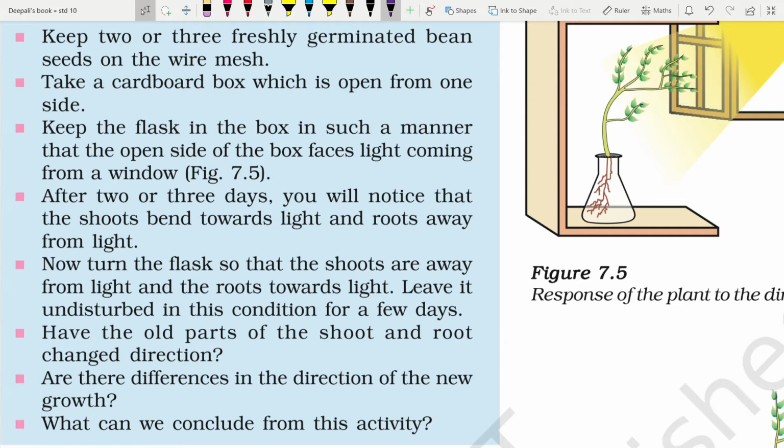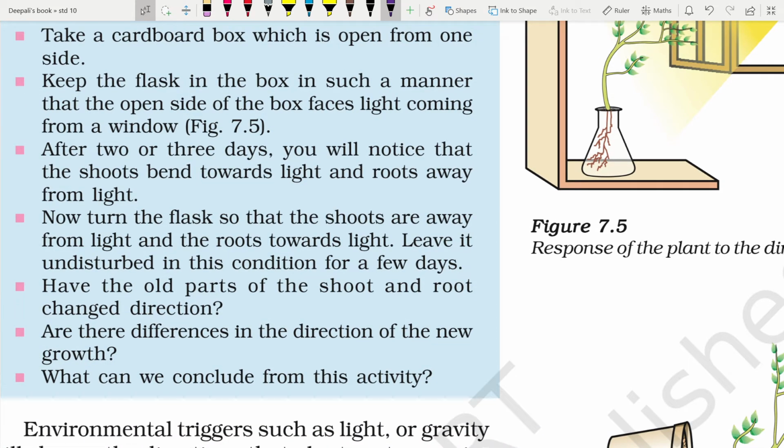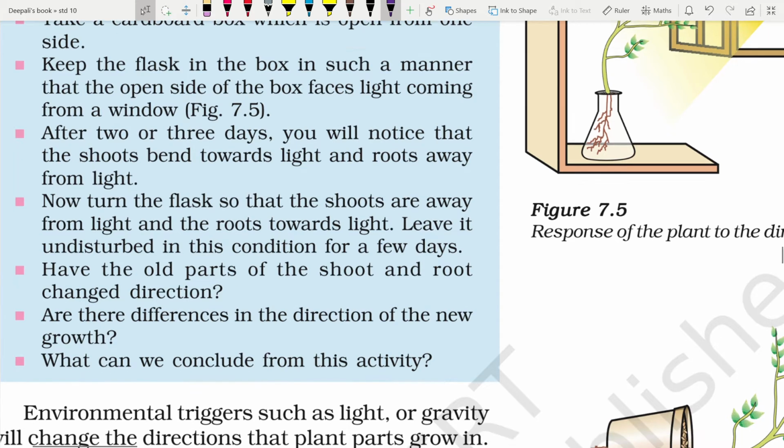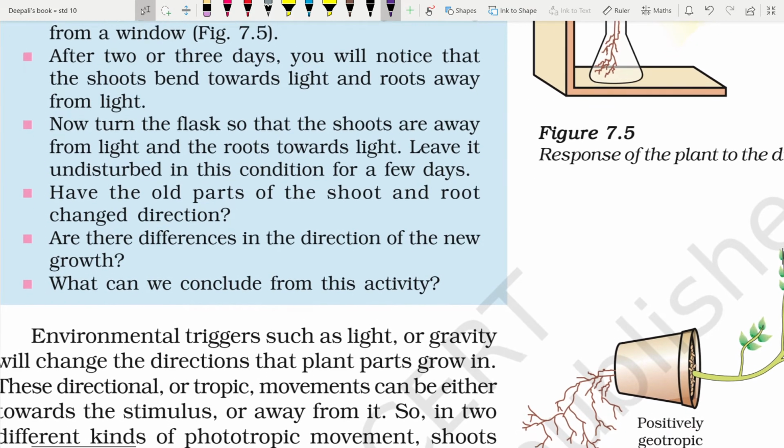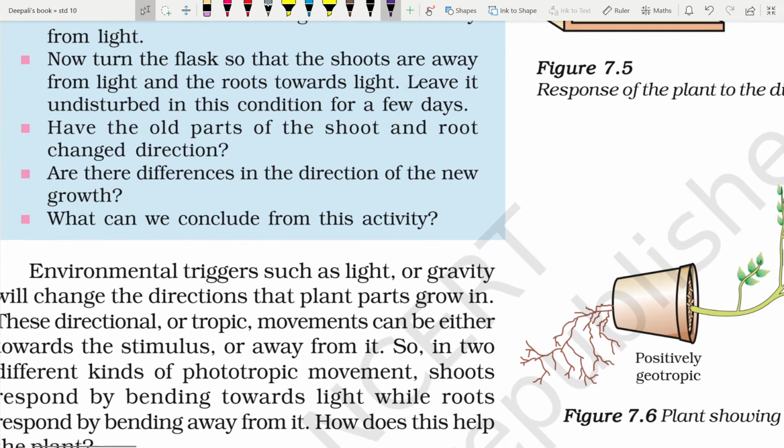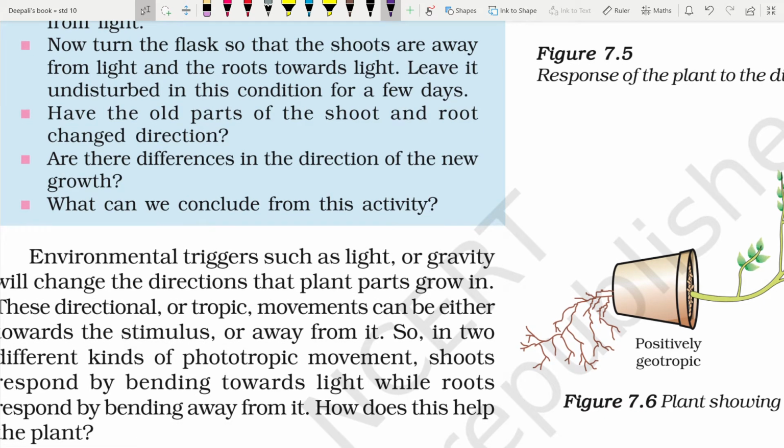Now turn the flask so that the shoots are away from light and roots towards light. Leave it undisturbed in this condition for a few days. Have the older parts of the shoot and root changed direction? Yes, they will change the direction. Is there a difference in the direction of new growth? Yes. What do we conclude from this activity?